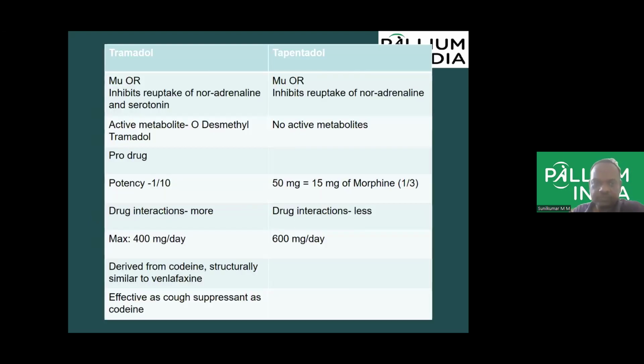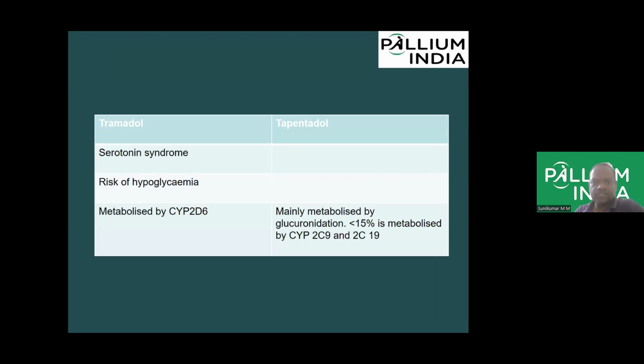And tapentadol is the newer generation of tramadol. But what you have to notice is the potency. Tramadol is 1/10 as potent as morphine, but tapentadol is more potent compared to tramadol. It is 1/3 as potent as morphine. Otherwise, most of the things are the same as that of tramadol.